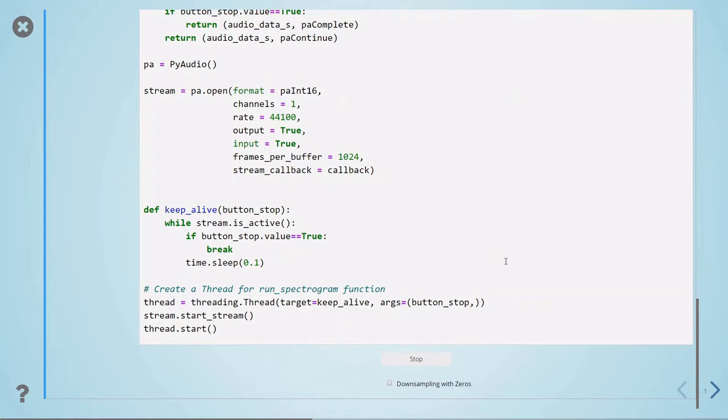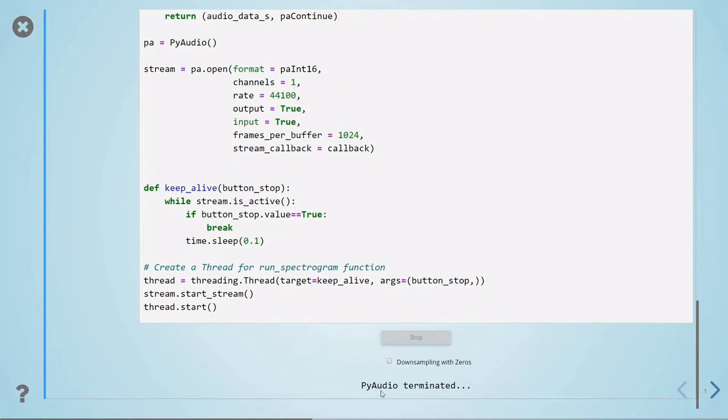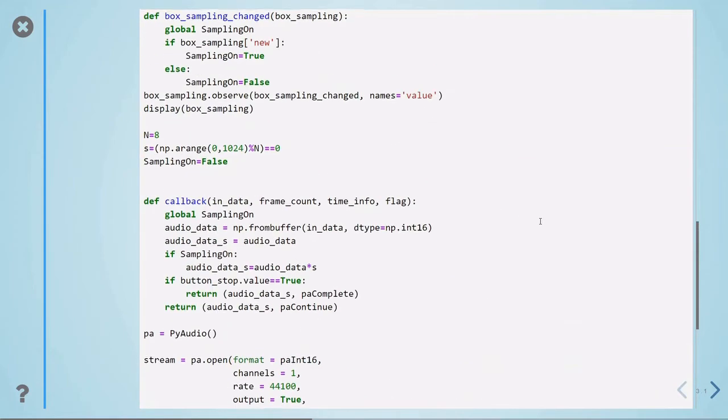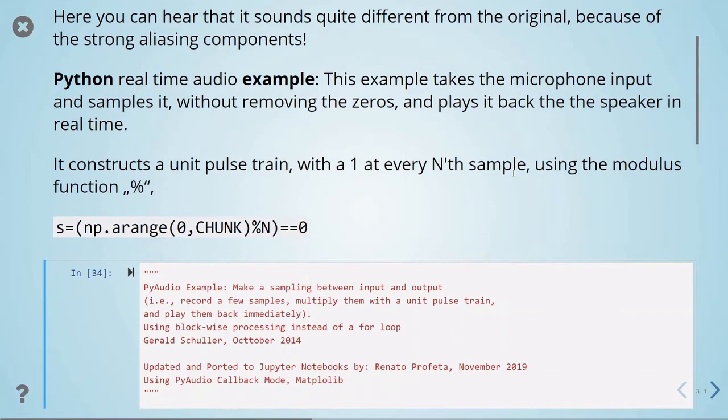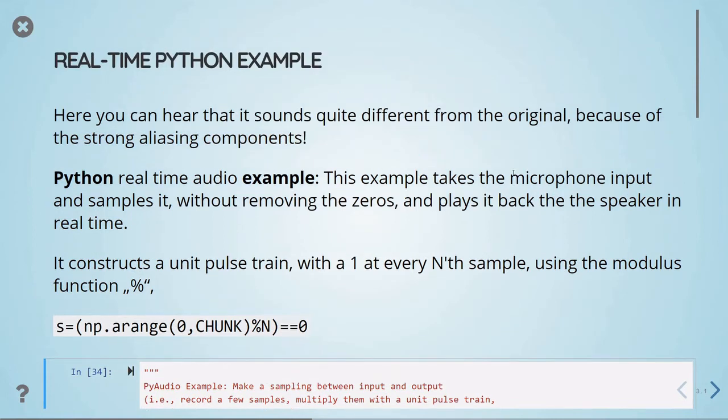And now back without the downsampling. So we can see the aliasing components. And if we stop, PyAudio is terminated. And this was our real-time example, just to take a look at what happens with downsampling without removing the zeros.